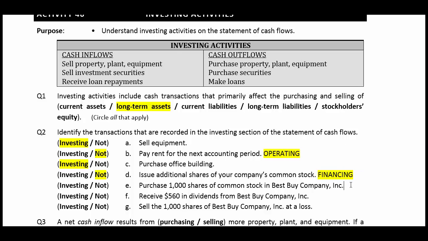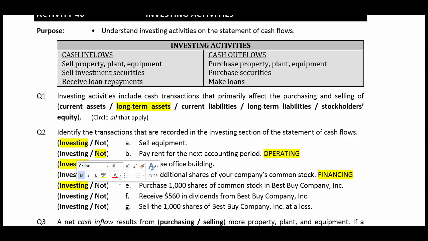Purchase 1,000 shares of common stock in Best Buy Company. Investing. That is excellent. You are correct. Why? You are making an investment in another company. That's a long-term asset. So even though it says stock there and you've started to think stock financing, that's stock in your own company. If you buy stock in another company, that's an investing activity.